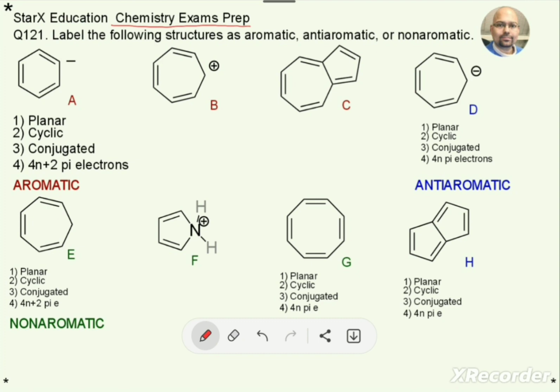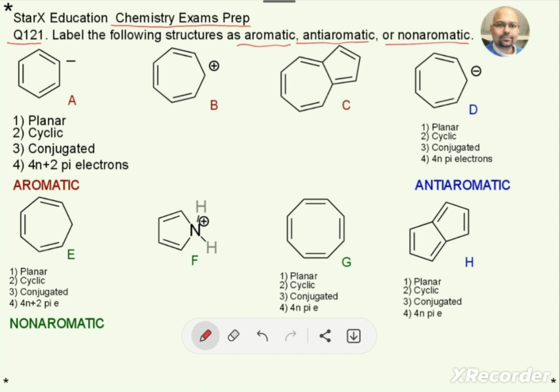So in this question, we need to figure out the following structures. Are they aromatic or anti-aromatic or non-aromatic? We discussed earlier that there are 4 conditions that need to be fulfilled in order to classify a compound as aromatic. Those 4 conditions are the following.